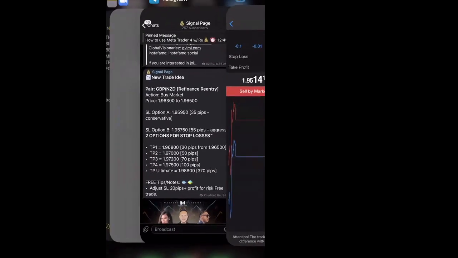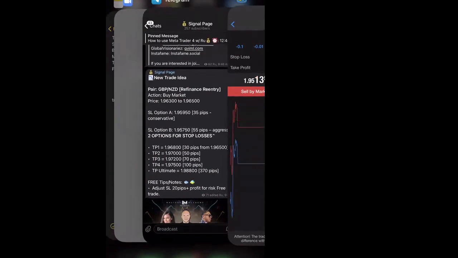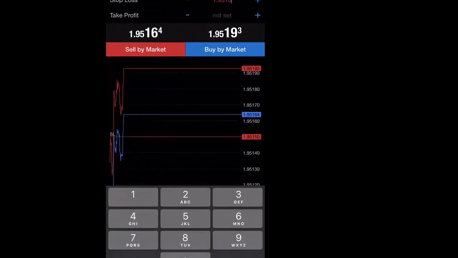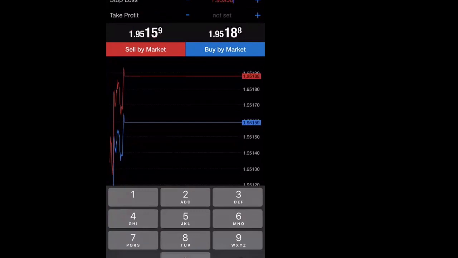So I'm going to use a conservative stop loss here, right? And you guys all see that it says SL option A. That's what I'm going to go with, conservative, 35 pips, right? And the number is 1.95950. So I'm going to go where it says stop loss. I'm going to erase the numbers that pop up. 1.95950 is my stop loss, 35 pips, right?